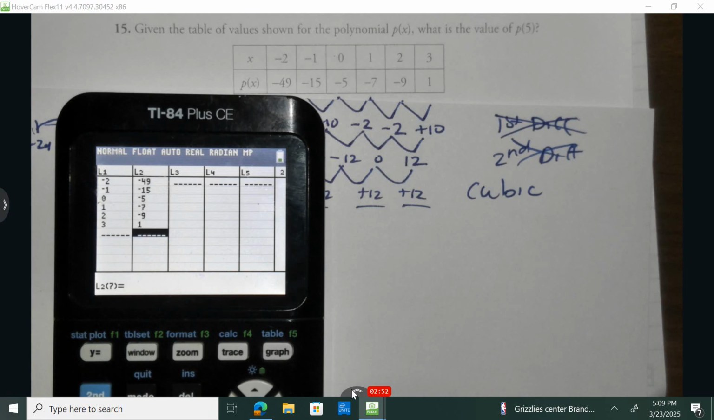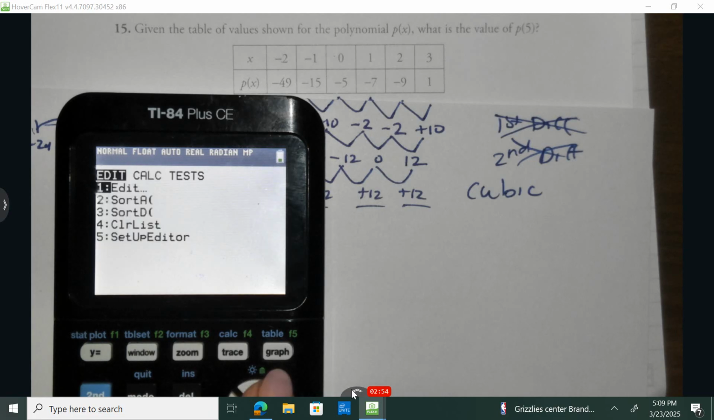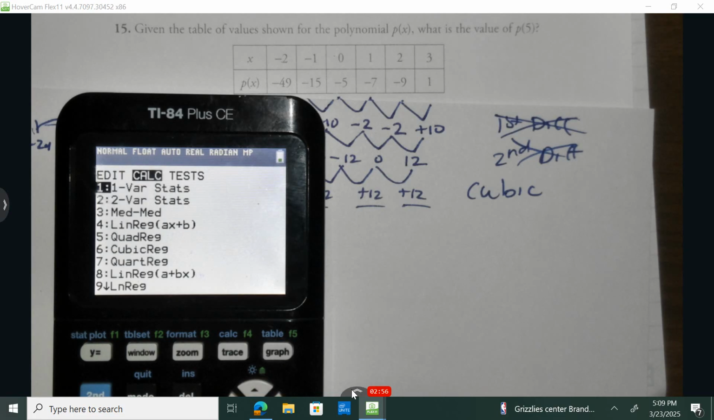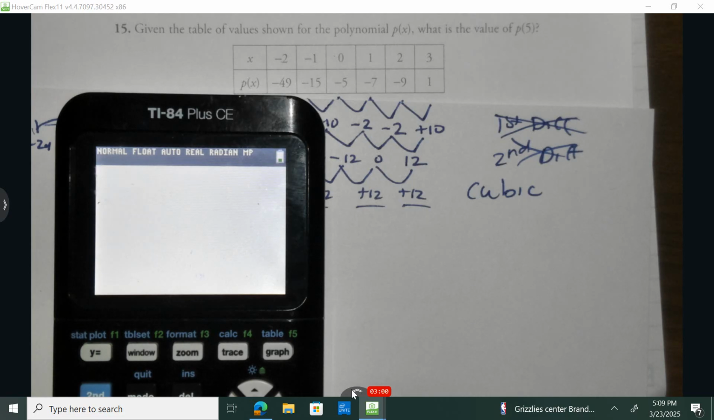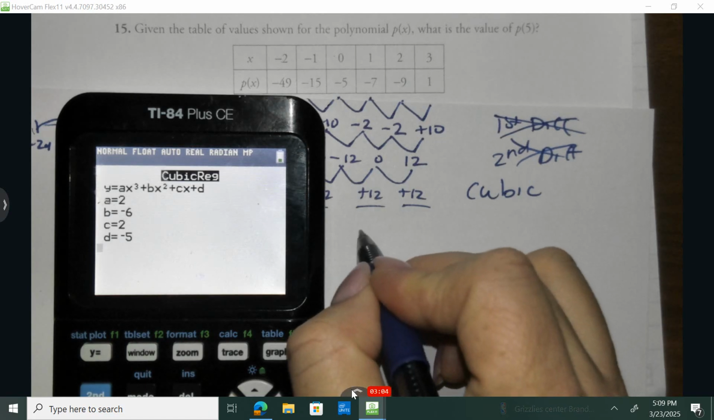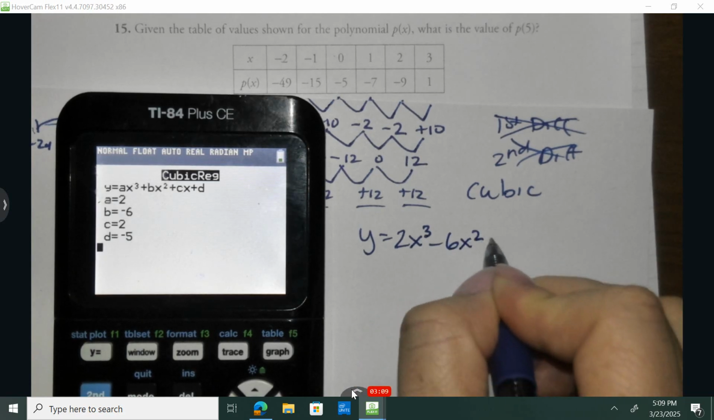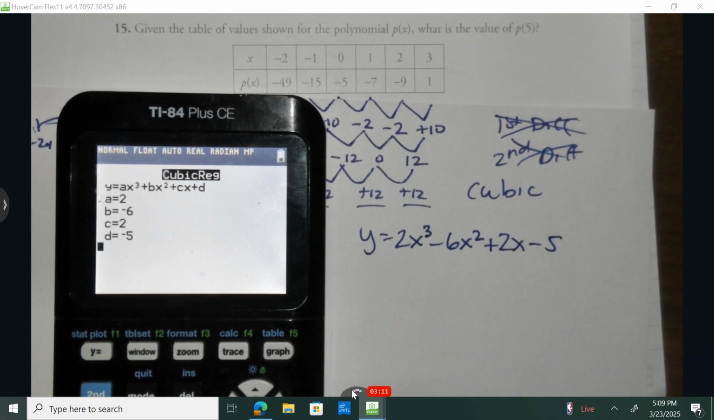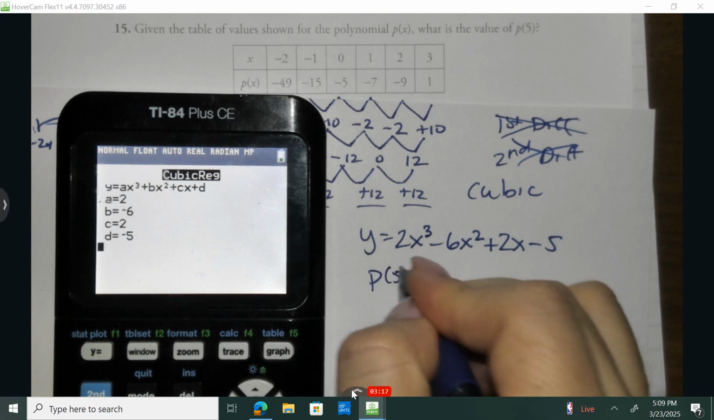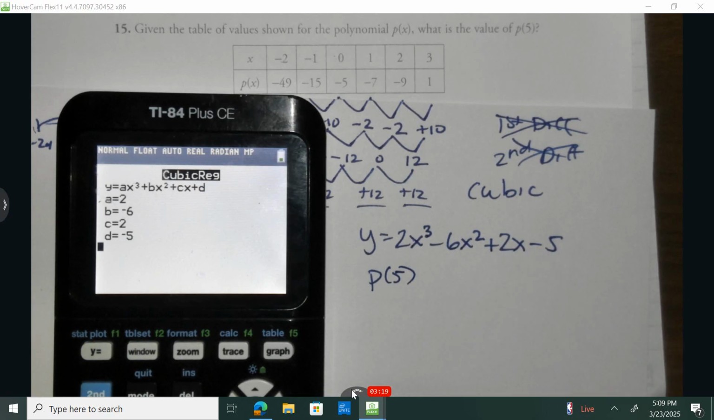Once everything's plugged in, we're going to hit Stat, go to Calculate, and find the cubic regression. You're going to press Enter all the way through to the very end, and this is representing your equation. So if they ask for an equation, we could write y equals 2x cubed minus 6x squared plus 2x minus 5. That absolutely works. Now when we want to figure out what is P of 5, you're simply going to plug 5 in here. You have a couple different ways you can do it. I find this the easiest.